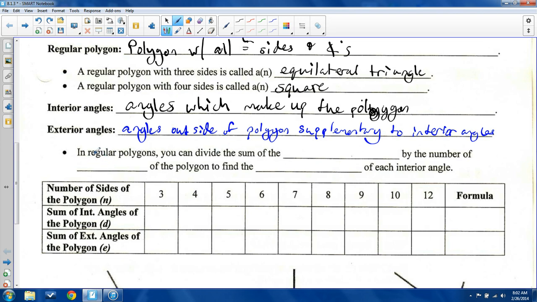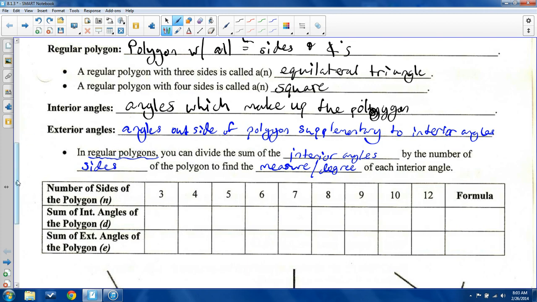Okay. Now I have a statement. Let's fill in the blanks. In regular polygons, now remember what a regular polygon is, all congruent sides and angles, you can divide the sum of the interior angles by the number of sides of the polygon to find the blank of each interior angle. Okay, now there are two different words I'm going to put in here. Let's do it now instead of later. Put measure or degree. It should probably really be measure, because the measure is in degrees, but that's okay. Let's make this sentence make sense, and I'll go back up in a second.